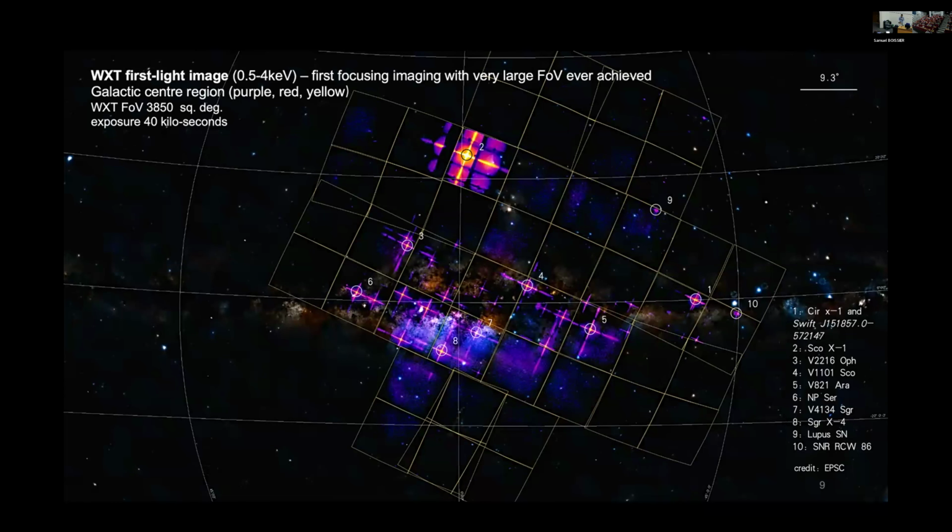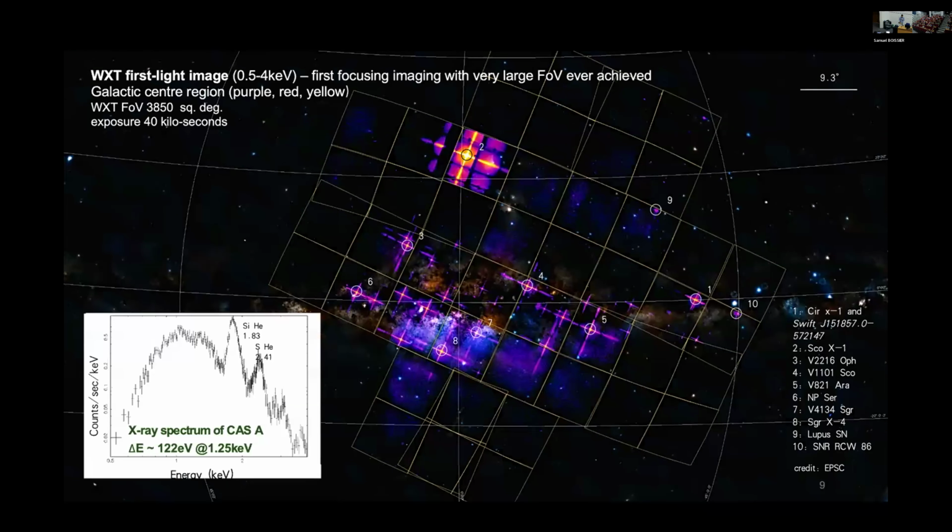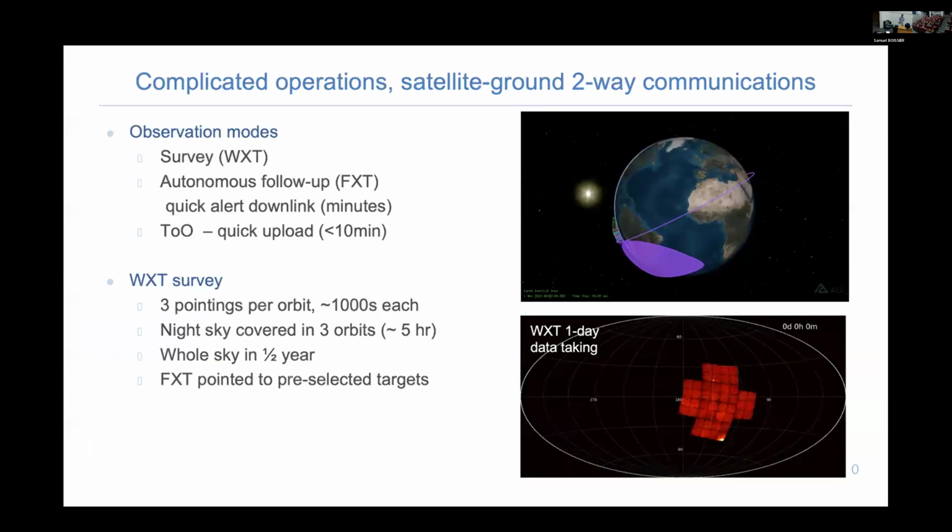So this is the WXT first-light image. It is basically the first soft X-ray focusing imaging with a very large field of view. And this is the soft X-ray spectrum of Cas A during the calibration phase.